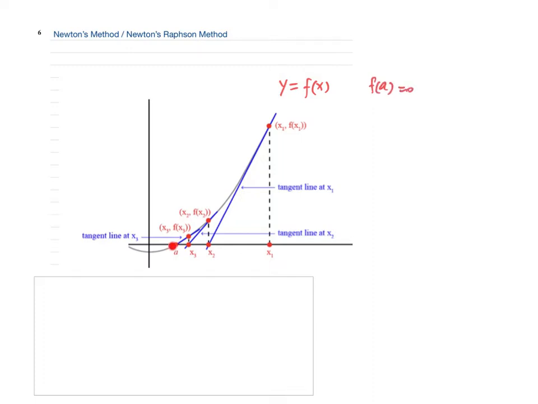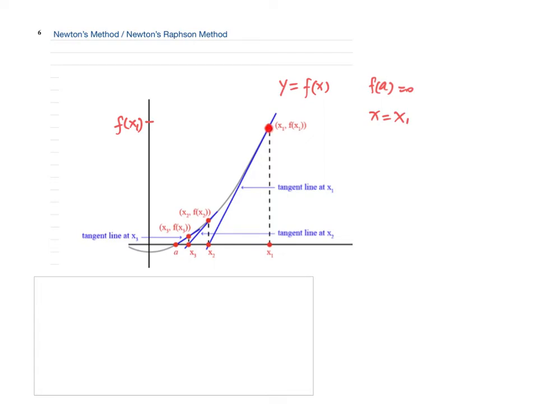Now the problem is we don't know what the value of a is, and we have to use some iteration to find out this value of a. So first of all, let's make a wild guess. Let's say we take the value x equals x1. And then from this x1, we locate the point on this graph of y equals f(x), and we will find the corresponding y value. And here, the y value should be f(x1).